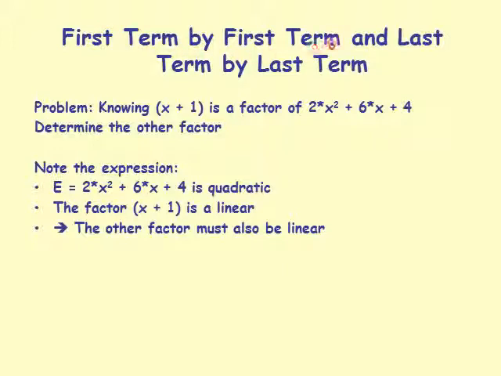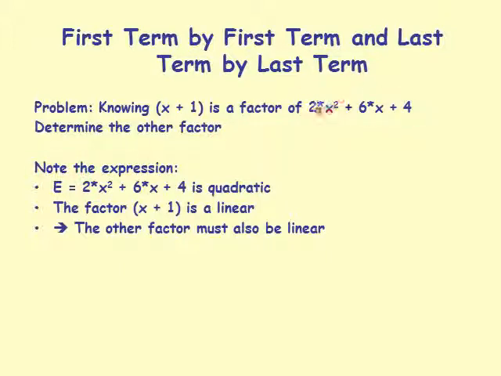Now we're going to try to use the system here, first term by first term and last term by last term. And here's the problem we're going to do to apply this first term by first term. Let's say x plus 1 is a factor, that's a given, of 2x squared plus 6x plus 4. Determine the other factor.